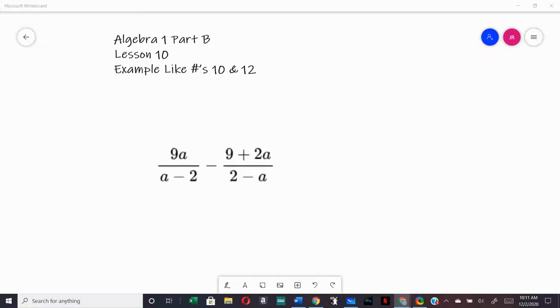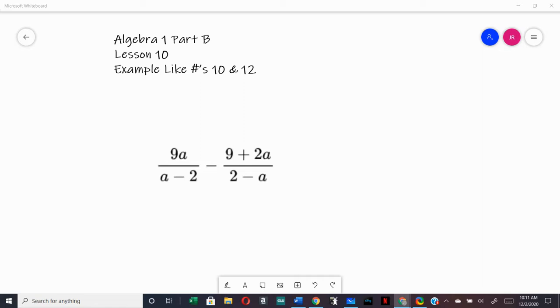This is Mr. Rowe. We're looking at Algebra 1, Part B. This is Lesson 10, and we're going to look at an example that will help you with numbers 10 and 12. So, real simple. This is about common denominators. So, we're trying to find a common denominator and use the common denominator to simplify a fraction.